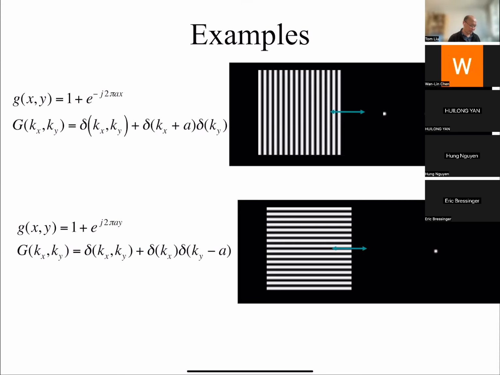We'll walk through one of these examples. This is a simple example where I have 1 plus e to the minus j 2 pi ax. Remember, 1 just goes to the delta function. Then since it's linear, I can just add on the Fourier transform of this, which is e to the minus j 2 pi x times 1. So that's going to give me a delta function of kx plus a and a delta function of ky.